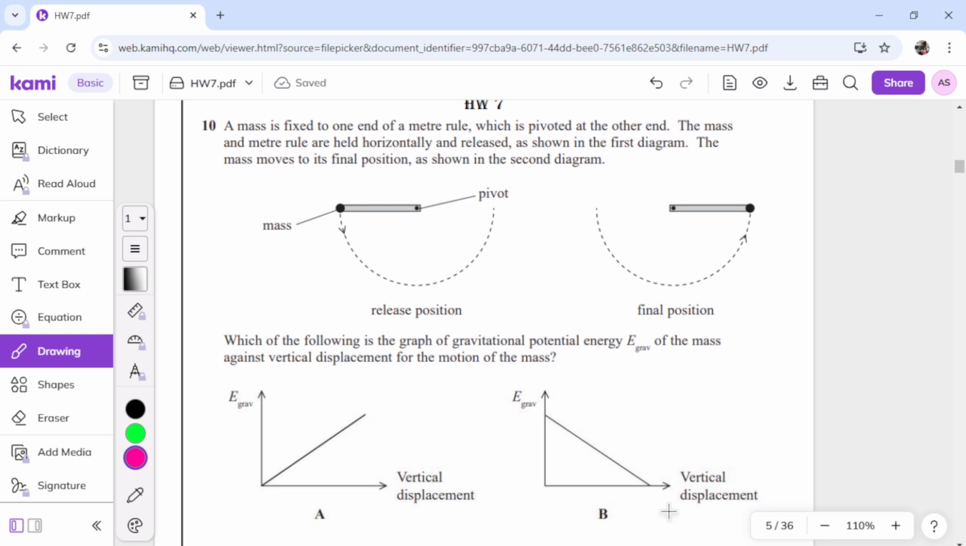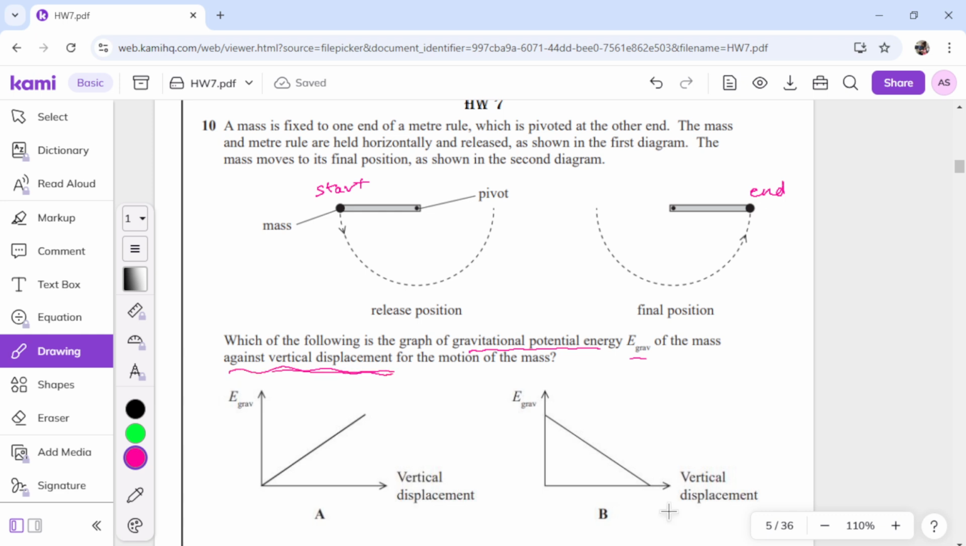A mass is fixed to one end of a metal rod, which is pivoted at the other end. The mass and metal rod are held horizontally and released, as shown in the first diagram. The mass moves to its final position, as shown in the second diagram. So it starts from here, and the end is here. Which of the following is the graph of gravitational potential energy, EG, of the mass against vertical displacement?